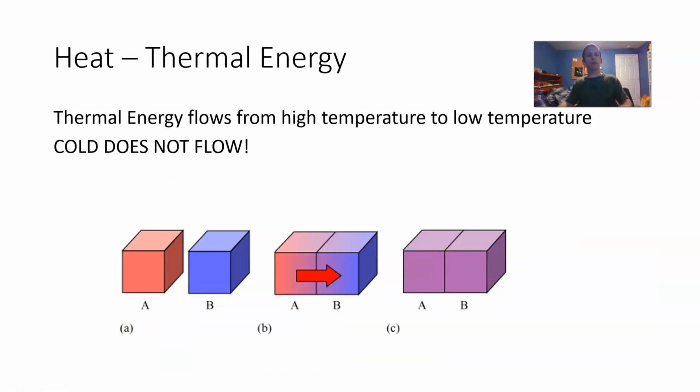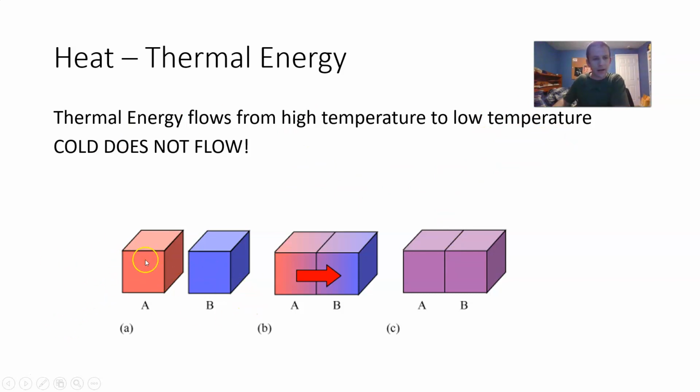So heat and thermal energy. So guys, thermal energy will flow from high temperature towards low temperature. And cold doesn't flow. What it is cold is the absence of heat. Cold would be like a reference compared to something else. So cold doesn't flow. Thermal energy will flow. And it flows from whatever the higher temperature item is to the lower temperature item.